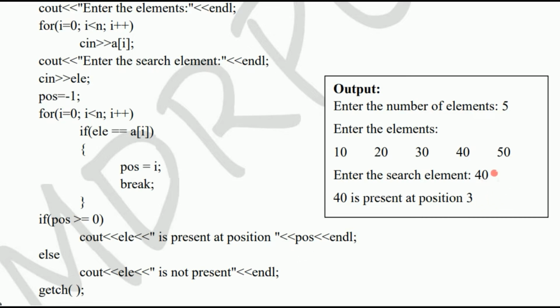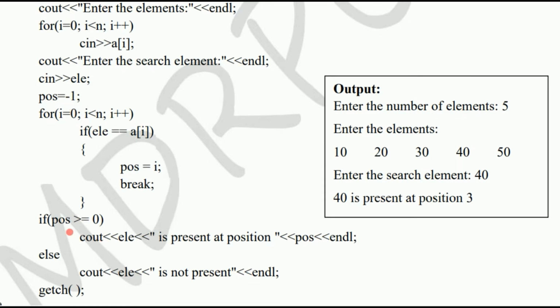If, for example, the element is 25, now 25 is not in this array. So it will take i is equal to 0. Then it will take the first element 10. Is 25 equal to 10? No. Then again it will take i as 1. Is 25 equal to 20? No. Then i is equal to 2. Is 25 equal to 30? No. i is equal to 3. Is 25 equal to 40? No. Then again it takes i as 4. Is 25 equal to 50? No. Now the POS is not changed.